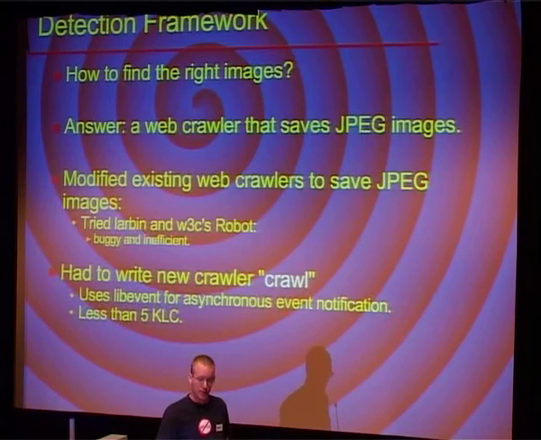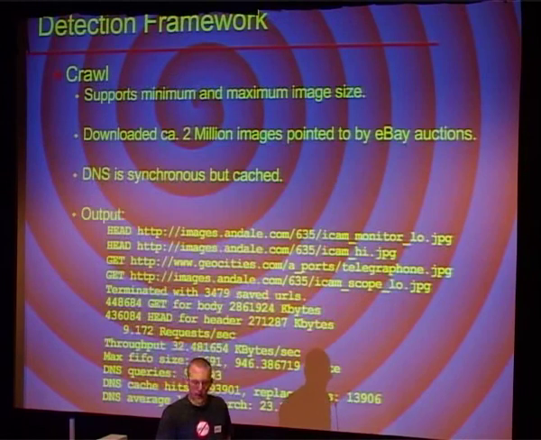So I took existing web crawlers and modified them. I tried Larbin, which was supposed to be really fast, but it was pretty ugly. I took the World Wide Web Consortium's WebRobot, and this was just wasting memory all over the place, so nothing worked. In the end, I wrote my own crawler, which I succinctly named Crawl. To make the code simple, I used a library that I wrote, libevent, and asynchronous DNS, so I don't have to deal with any of that in my code. I could do it with less than 5,000 lines. And it worked. So now I can download images.